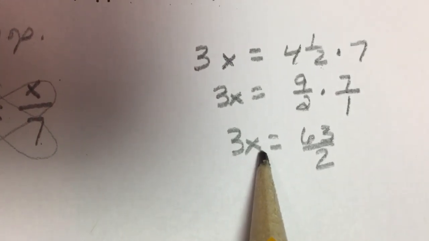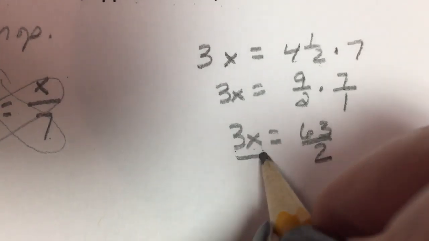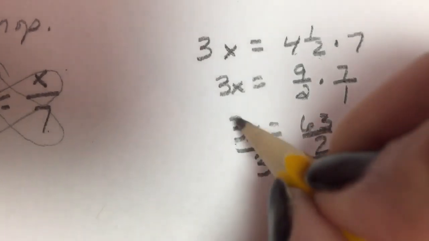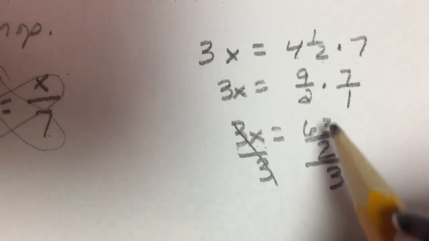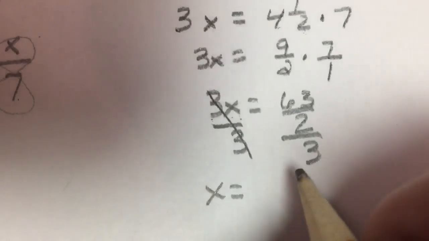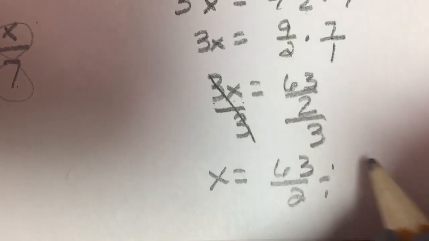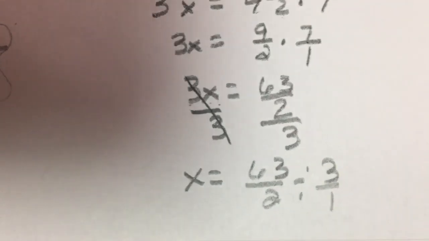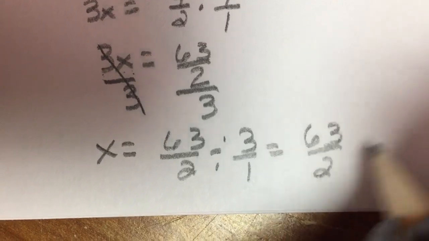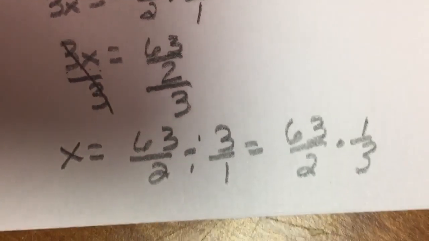So now I have to get the x alone. What's happening here? These 2 things are being multiplied, so we have to divide both sides by 3. These 3's are going to cancel. This is a complex fraction. So remember, what is a complex fraction? It's really a division problem. So it's 63 over 2 divided by 3 over 1, which is simply 63 over 2 times, flip the second guy, 1 over 3.